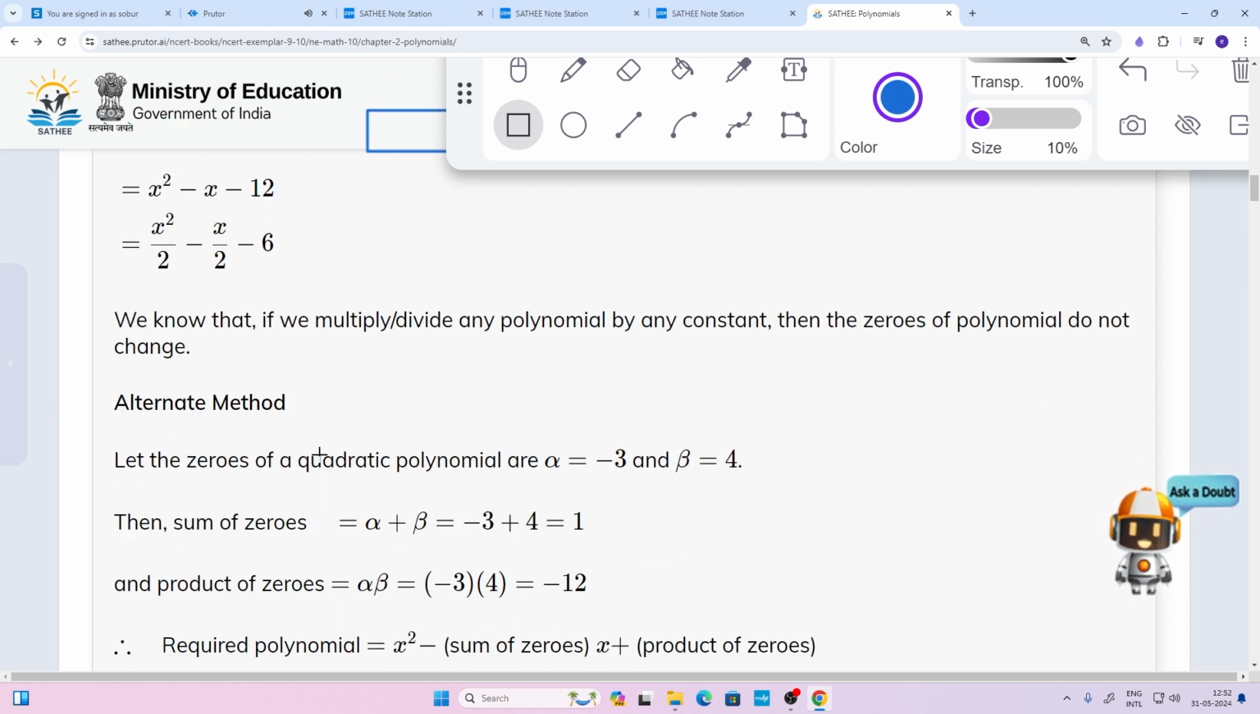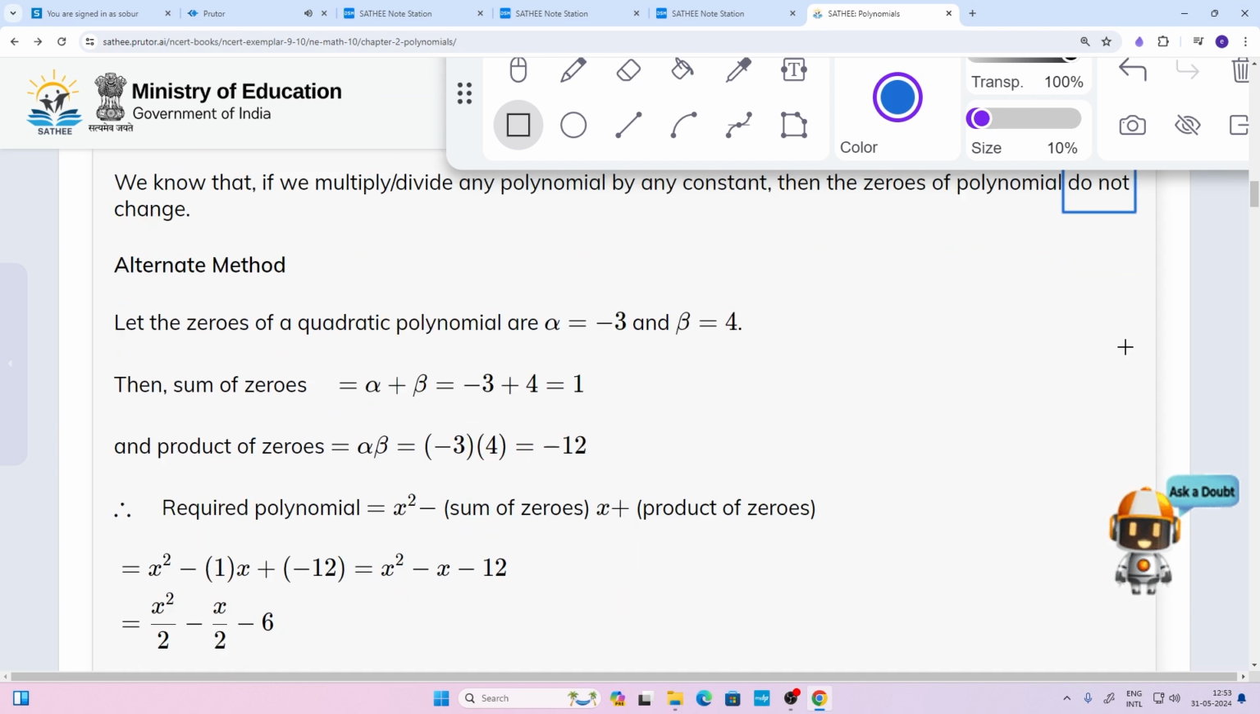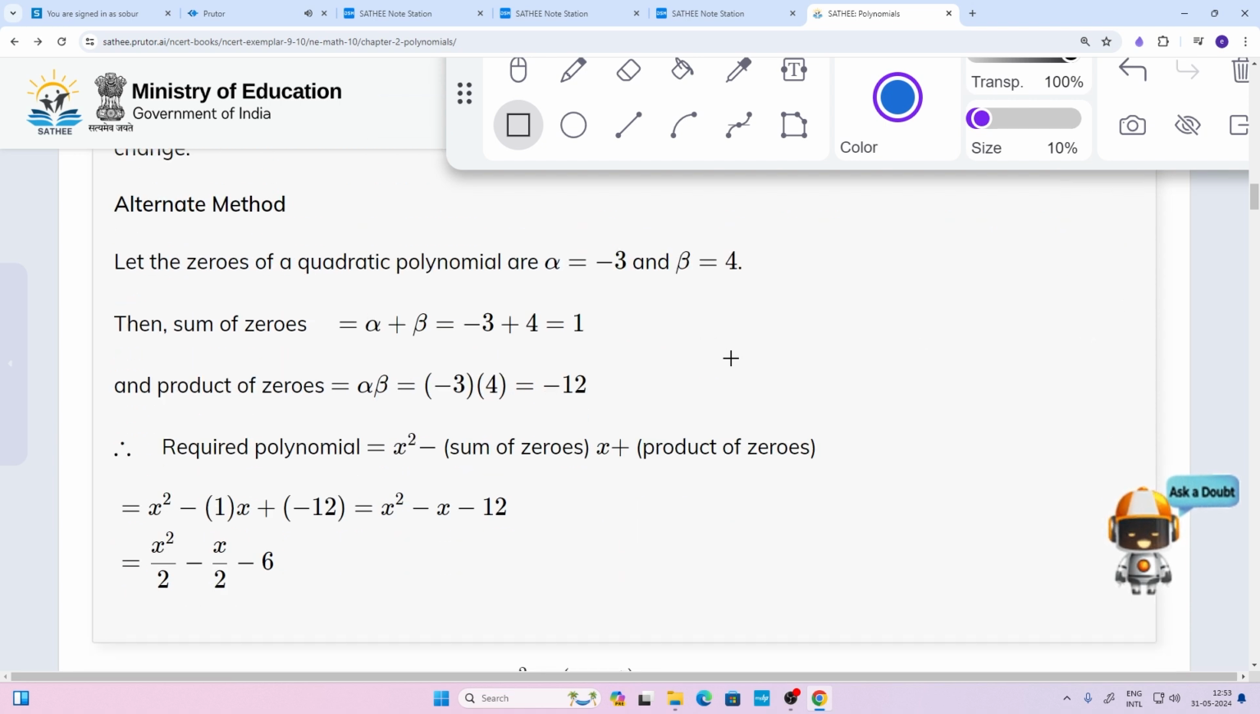Okay, so we know that if we multiply or divide a polynomial by any constant, then the zeros of the polynomial do not change. So we can also solve this problem by an alternate method. What is that alternate method?